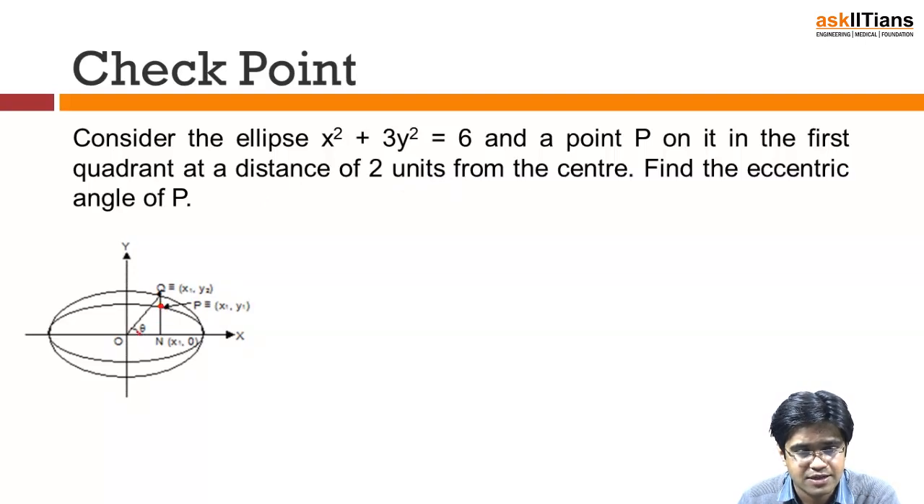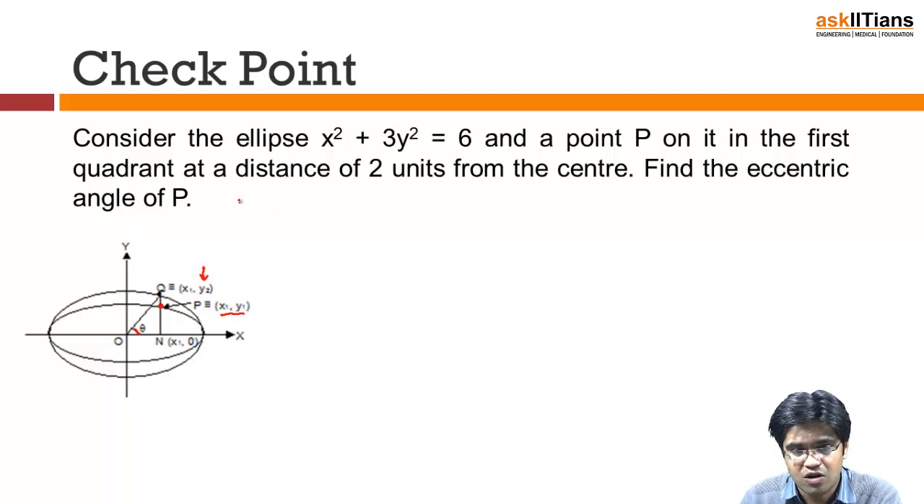Its eccentric angle is this theta. Let's say that x1, y1 is this point P. And let's say that corresponding to this point P, there is a point Q which lies on the auxiliary circle. We know that their x coordinate is going to be same. That means x1 and x1 will be same. And let's say that its y coordinate be y2. So this is the point which we need to find out, and this is y2.